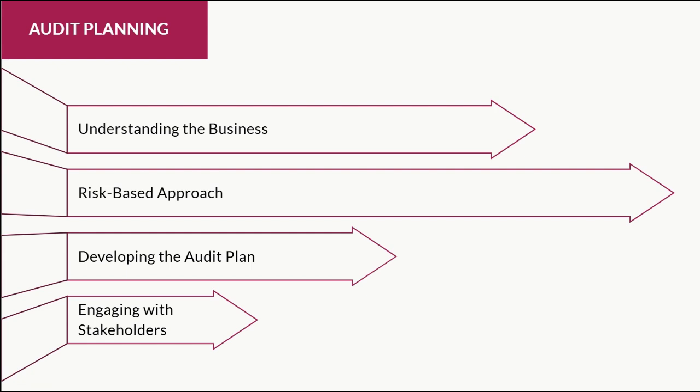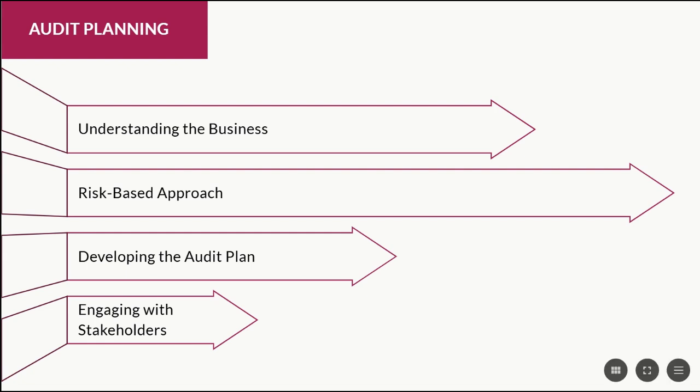Risk-based auditing. Risk-based auditing is a key concept in Domain 1. It involves focusing on areas with the highest risk. The auditor identifies these areas during the risk assessment and prioritizes them in the audit plan. Develop an audit plan. The audit plan outlines the objectives, scope, and timelines for the audit. It also identifies the resources needed and the audit procedures to be followed. A well-developed audit plan ensures that the audit is efficient and effective.